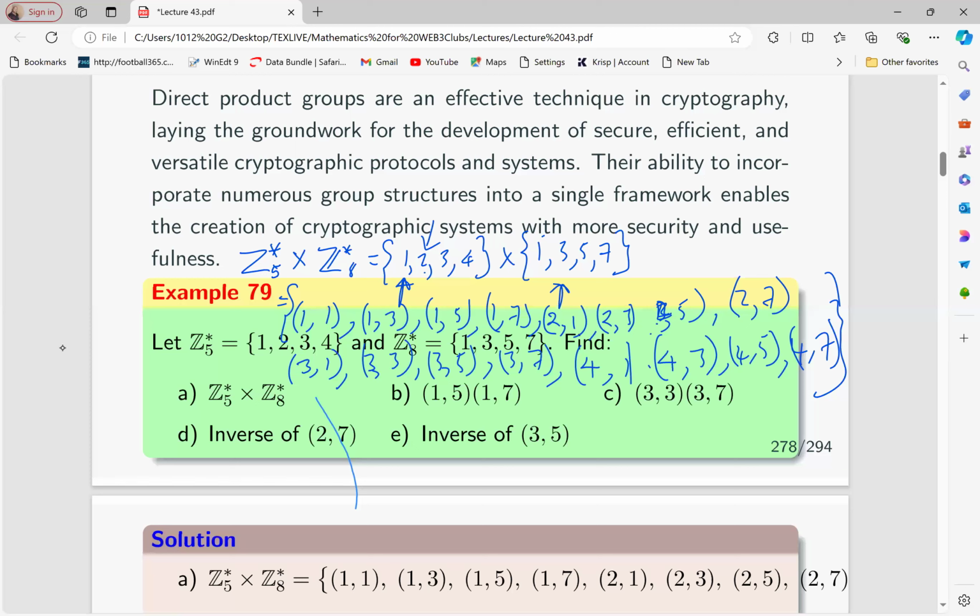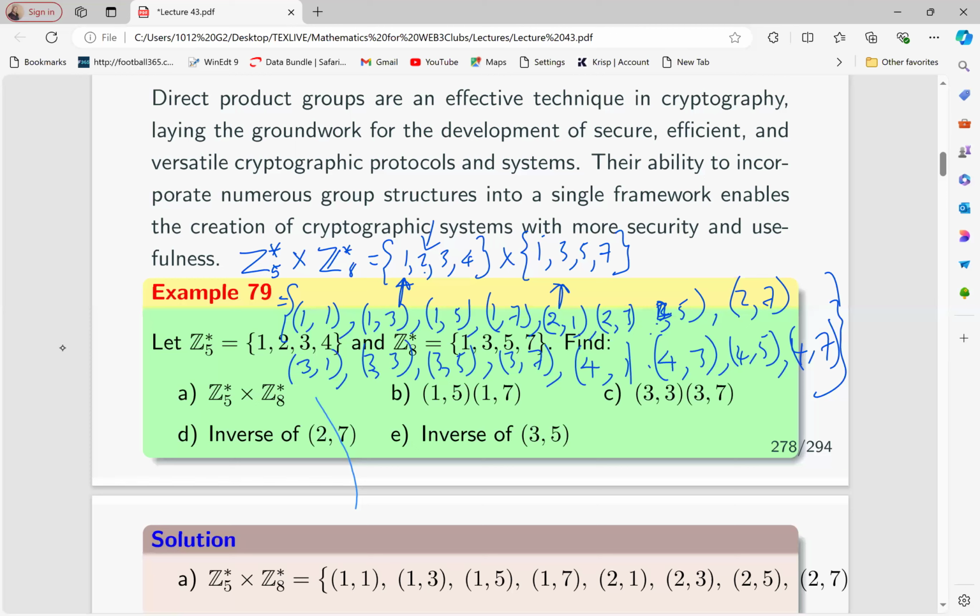Now, how many are they? In other words, I'm asking, what is the order of this new group? The order of this new group is just the product of the respective orders.